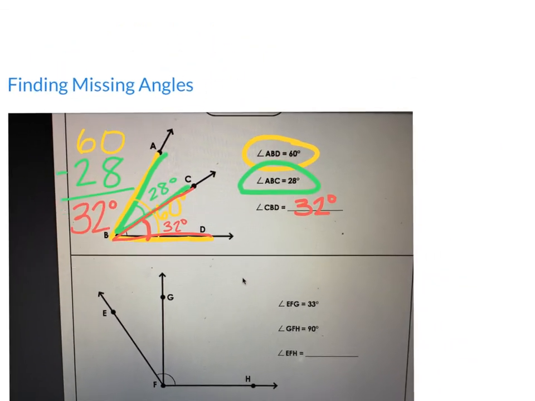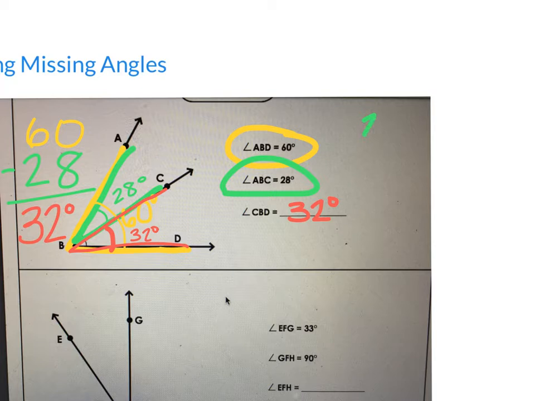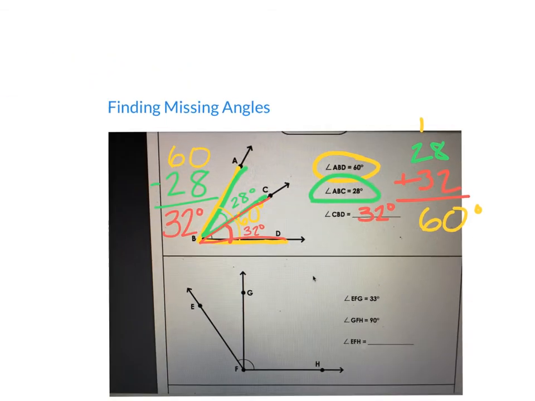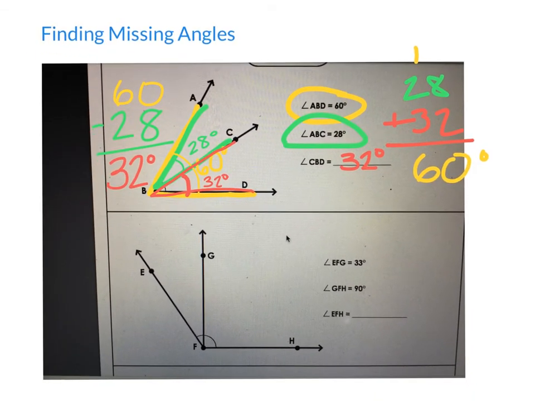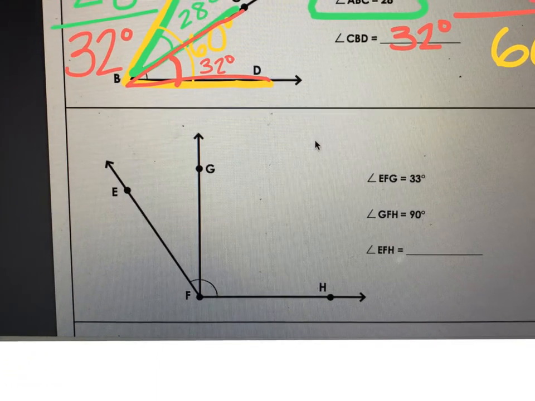Is 28 plus 32? That should give me 60, right? Well, 8 plus 2 is 10. 3, 4, 5, 6. Yep, sure enough. 28 plus 32 is 60 degrees, which is the large angle. So I know I'm correct. So using two angles to figure out a missing angle is kind of what we're going to be doing today. Let's take a peek at the second one.